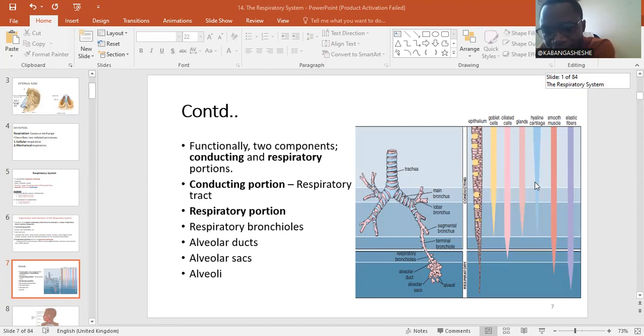Then we have hyaline cartilage. I explained this in the other session as well. When you see hyaline cartilage, you're dealing with the bronchi. The moment those disappear, you're looking at bronchioles. So bronchioles don't have cartilage.